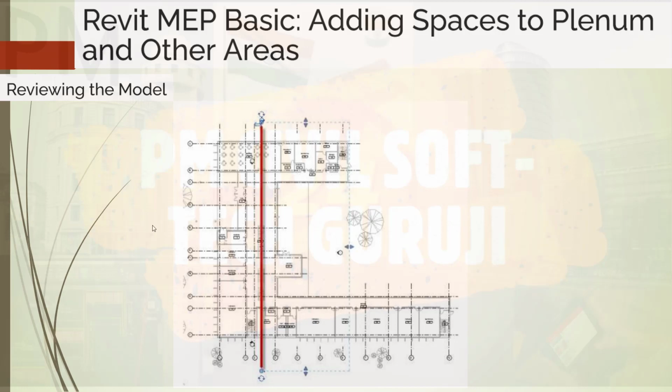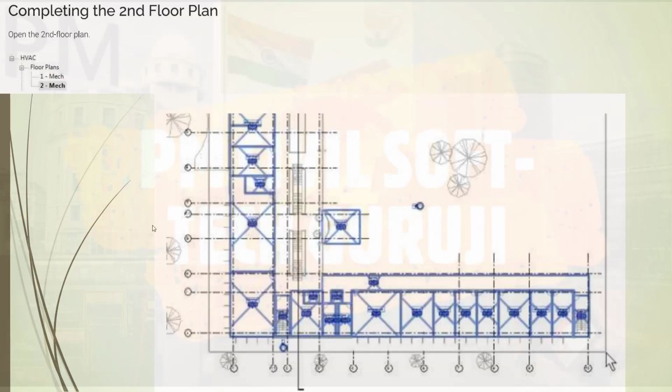In this session, we will see how to add spaces to plenum and other areas in Revit MEP. First is reviewing the model. Let's review our model. Create a section below. Use the red line as a reference line. If you followed the previous session, you will know how to create the section. Then open the section and review it.